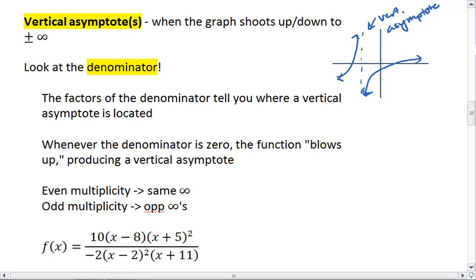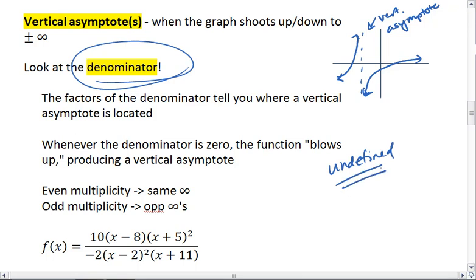To figure out vertical asymptotes, what we want to do is look at the denominator now. The factors of the denominator tell you where a vertical asymptote is located. This is because when the denominator is 0, the function blows up or is undefined, which produces a vertical asymptote.